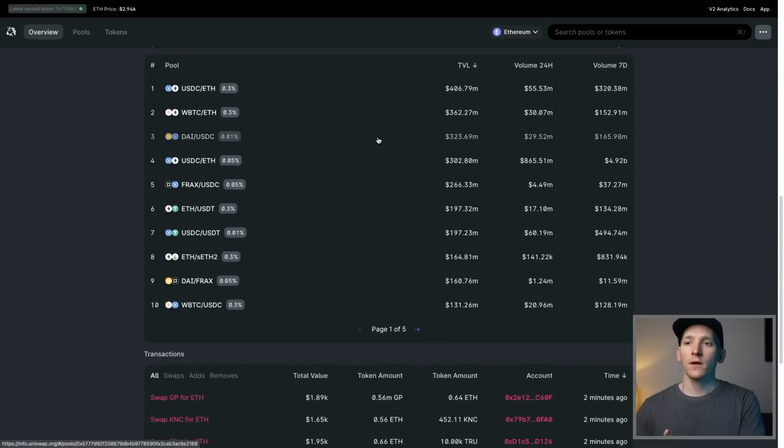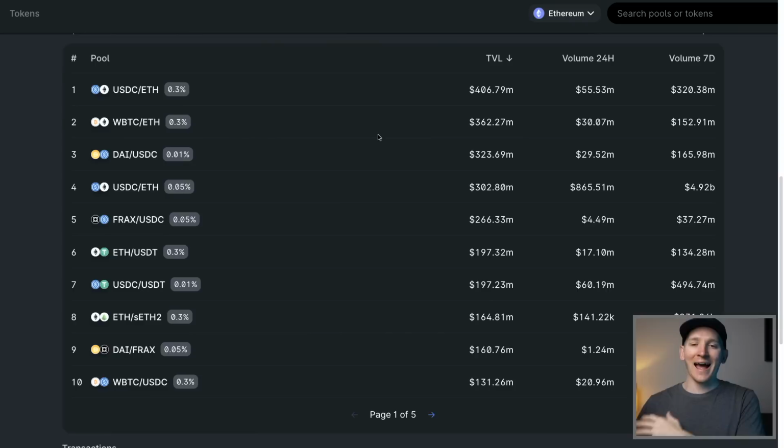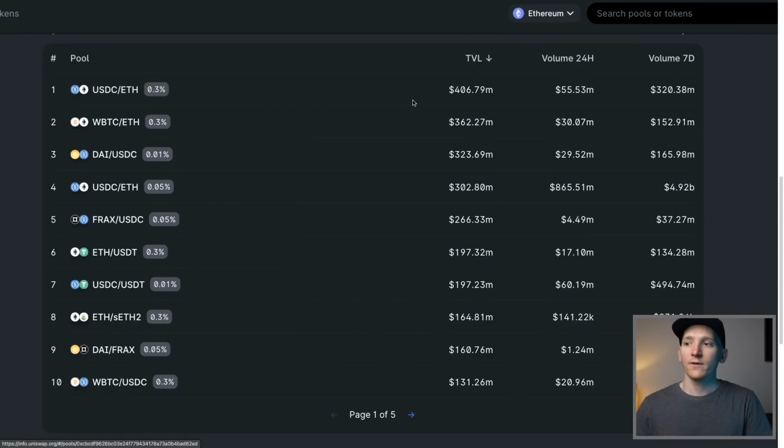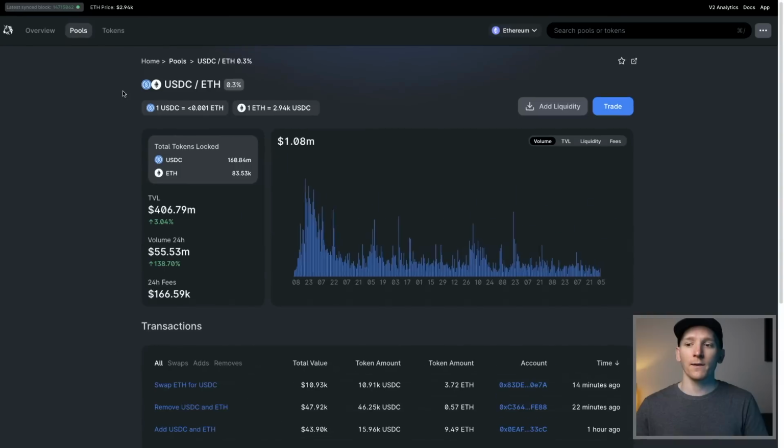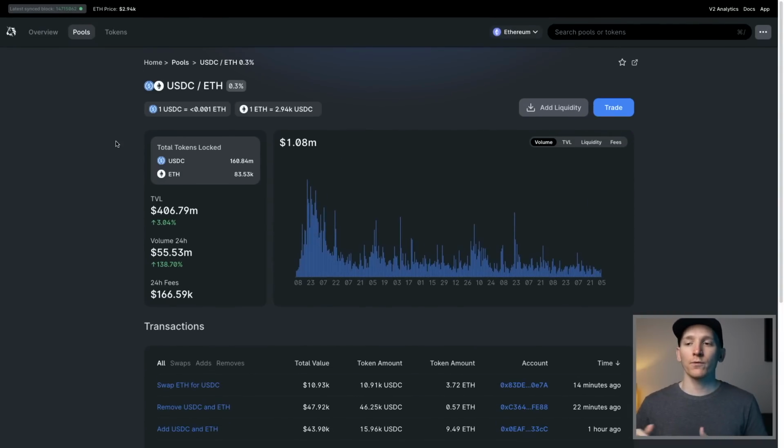If we come down here, what you can see is the most active pools. So the number one on Uniswap is USDC versus ETH. You can see traders pay 0.3% fees to the people adding their coins to the pool. So if you want to do that, you can earn those trading fees. The TVL is almost $500 million, and in the last 24 hours, $55 million worth of these coins have changed hands, and that 0.3% is getting paid out to people that provide liquidity. So we can add our liquidity here and earn trading fees.